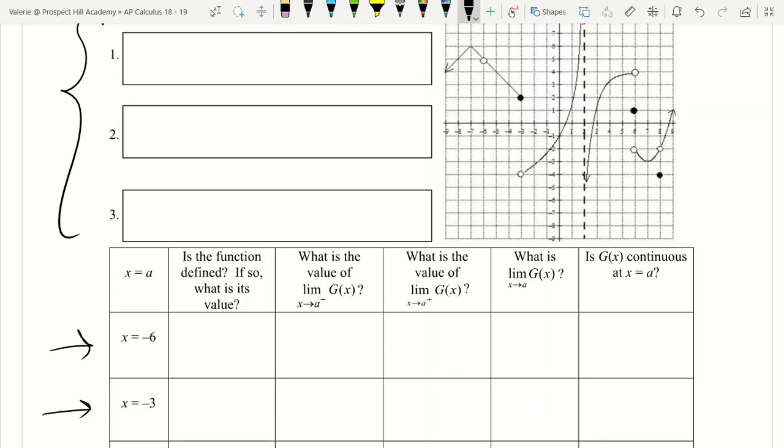Starting with x equals -6, we want to know if the function is defined, and if so, what the value is. This question is basically asking, what is g of -6? If we look, g of -6 is a hole, so g of -6 is undefined.